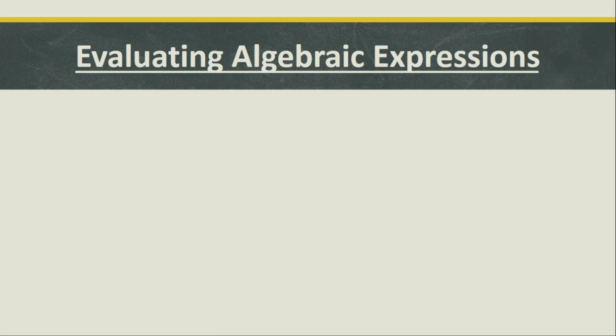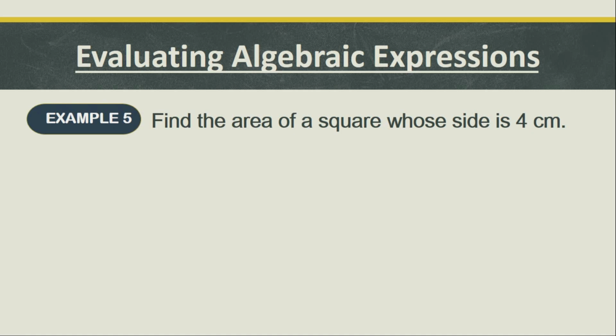Let's have the last example. Find the area of a square whose side is 4 centimeters. In order to solve this problem, first is identify what is being asked and given in the problem. If you will read the problem again, it says, find the area of a square, which is obviously the unknown in the problem, and this is what we want to find, the area. And if you continue reading the statement, it says, whose side is 4 centimeters, which is obviously the fact or given in the problem.